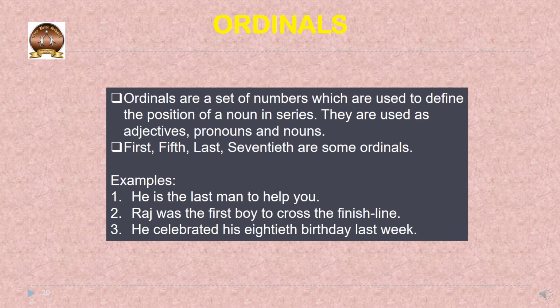Then comes your ordinals. Ordinals are a set of numbers which are used to define the position of a noun in series, like fifth, first, last, 70th, and so on. They are used as adjectives, pronouns, and nouns. Please remember that. Examples: he is the last man to help you. It's used as an adjective. Raj was the first boy to cross the finish line.